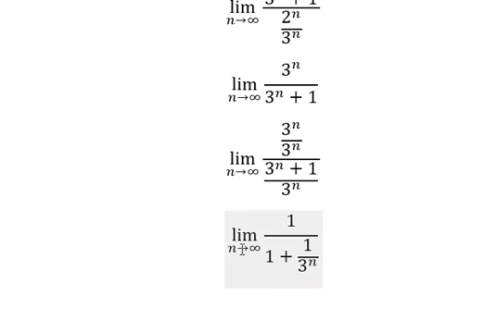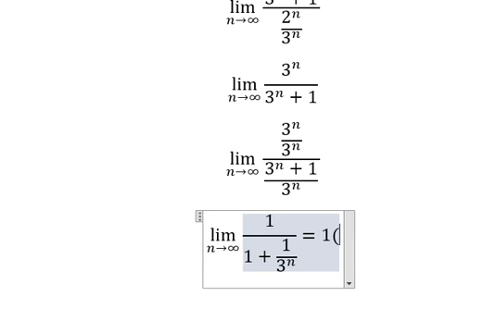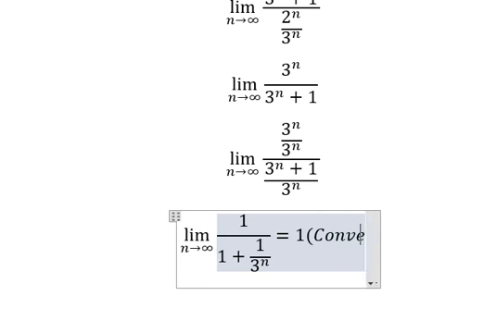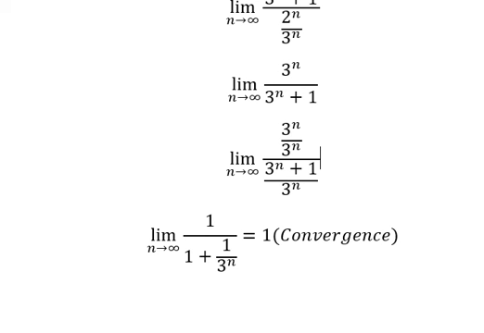Now, when n goes to positive infinity, this one goes to positive infinity. 1 divided by positive infinity, you get 0. And this one in here, you get 1. Because you got the answer as number 1 in the limit comparison test, we say this is convergence. And that is the final answer.